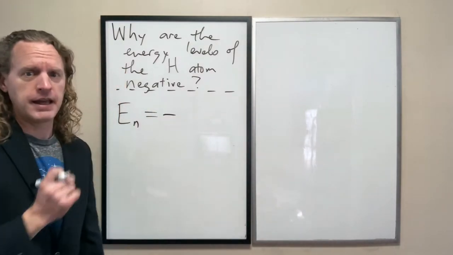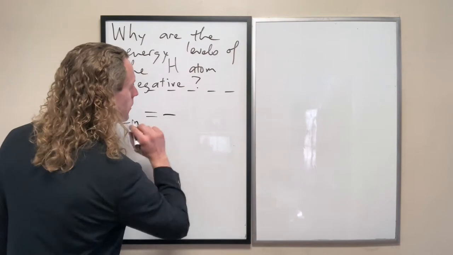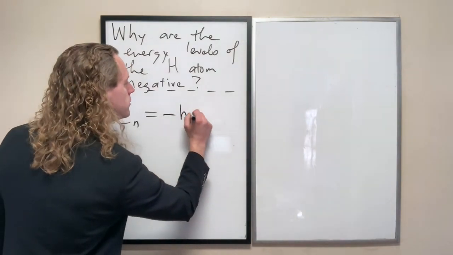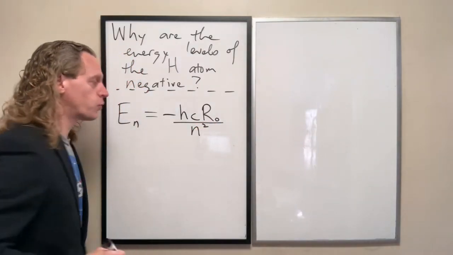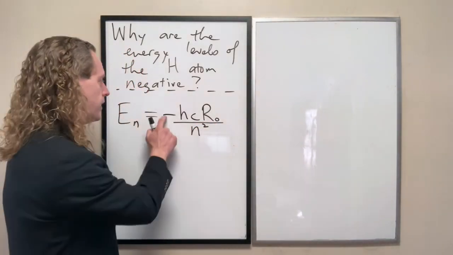So specifically, those energy levels as a function of n can be given by, now I will hardwire in the negative here, and that's exactly what we're explaining, but as you recall, they're given by minus h c r naught over n squared. And the negative is important there.